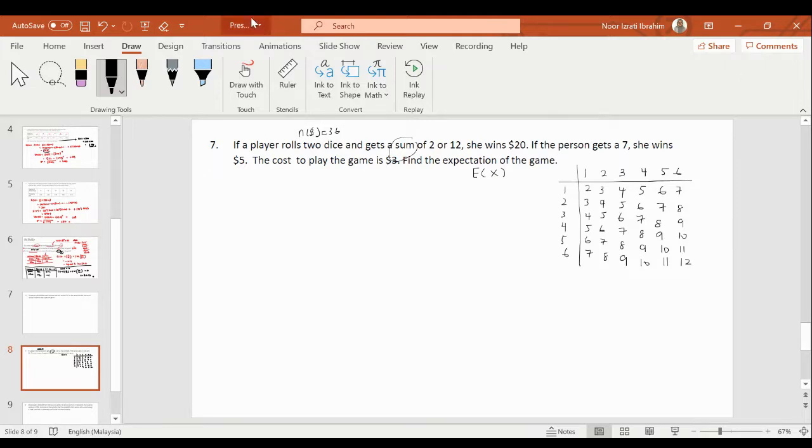Let us construct the probability distribution. First, we need to get the outcome, and then the probability, and then the random variable x. So what is our interest? The sum of 2 or 12. So when they get 2 or 12, 7, or others.